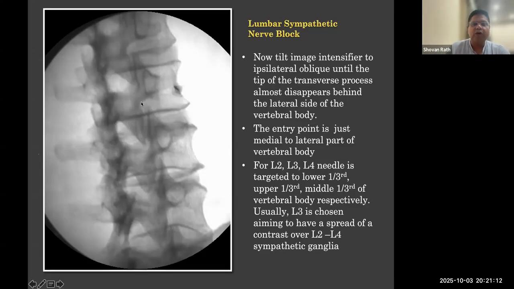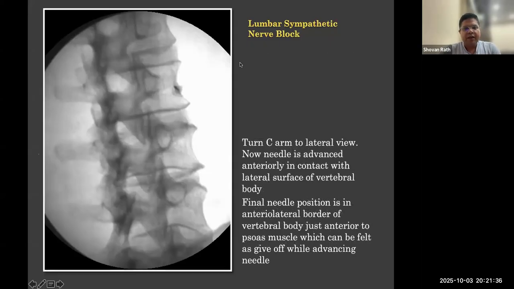Because if you remember where is the position of the lumbar sympathetic plexus, these are almost on the anterolateral aspect of the vertebral body. Almost you can say anterior 1/3 and the posterior 2/3 junction. So to reach at that level, you have to make it oblique so that the needle will be reaching at the anterolateral aspect.